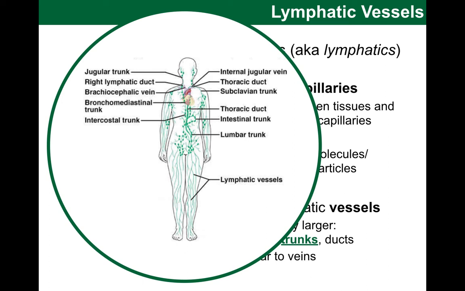And here is where this diagram comes useful for us. These trunks are named based on body region. So we have lumbar region at the lower part of the back, and intestinal trunk at the intestines. Remember term intercostal? Well, intercostal trunks are located between the ribs.